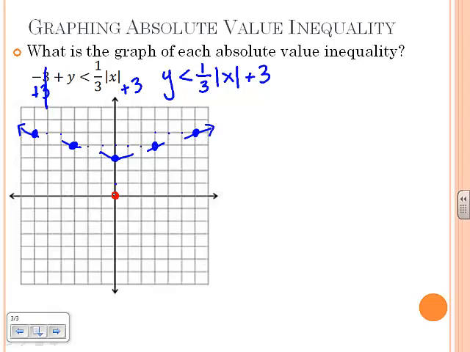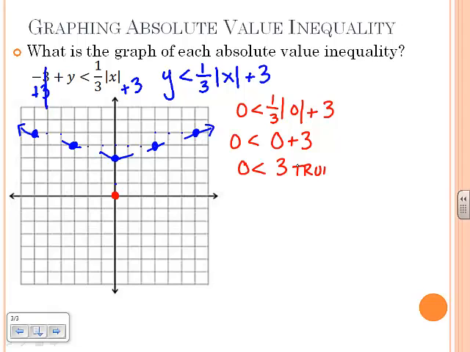I'm going to pick 0, 0 since it's nice and easy. And I'm going to plug 0, 0 into my formula. So I get 0 is less than 1/3 absolute value of 0 plus 3. The absolute value of 0 is 0, and 0 times 1/3 is 0. So now I have 0 is less than 0 plus 3. Add together 0 plus 3 and I get 3. So now I have 0 is less than 3.